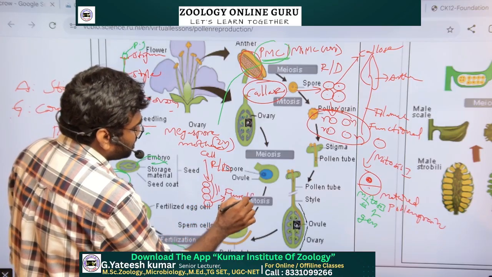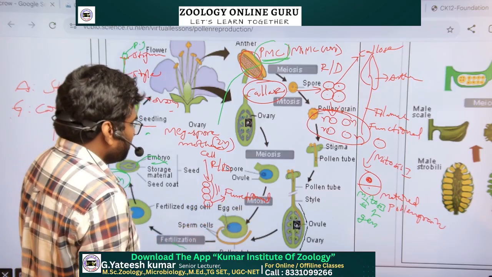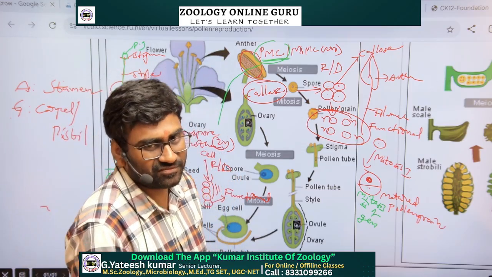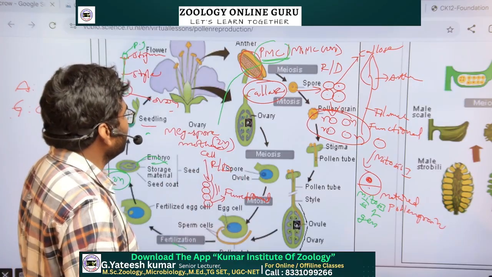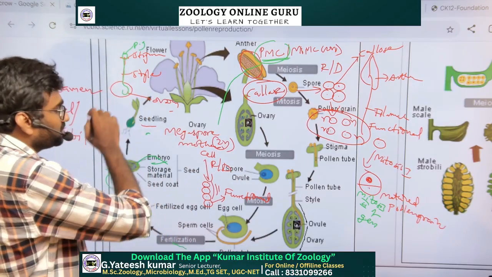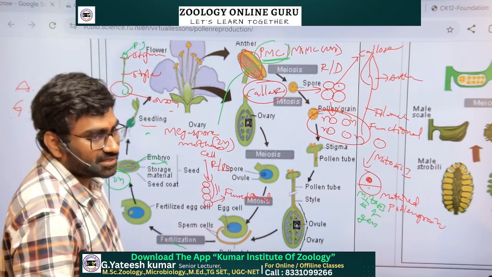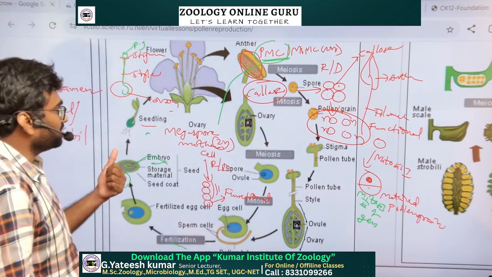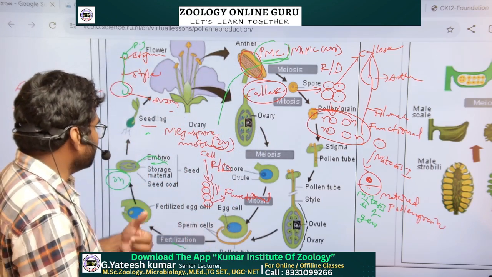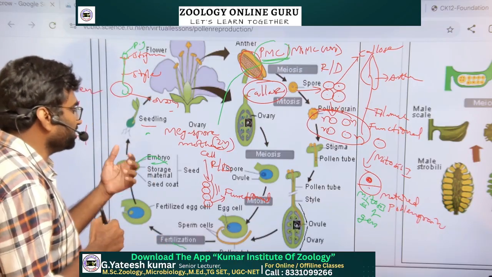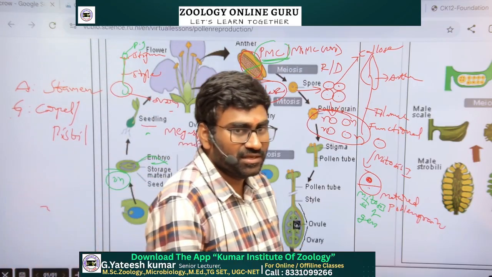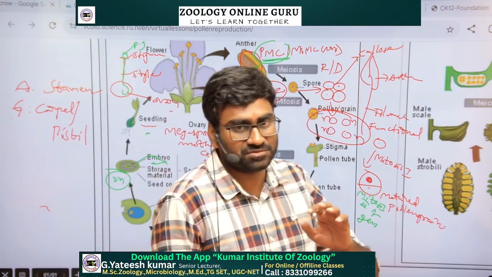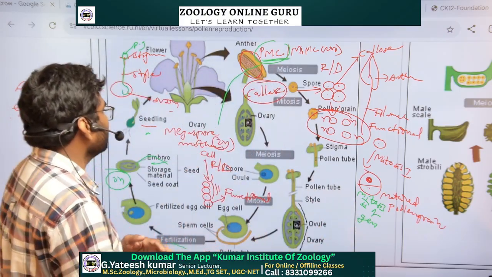This functional megaspore finally develops into the mature egg embryo sac, also called the female gametophyte. When the pollen tube reaches the mature egg embryo sac, fertilization takes place and results in the formation of a zygote. That zygote undergoes different stages to form an embryo. From the embryo, a plantlet is formed. From the plantlet, a complete plant is developed, known as the sporophytic plant, which contains true root, true stem, true leaves. Okay.